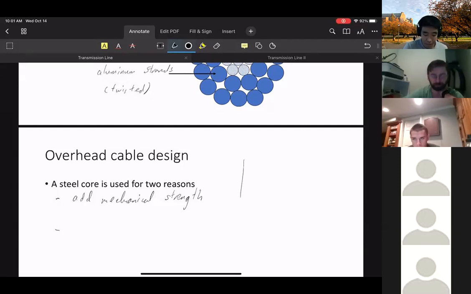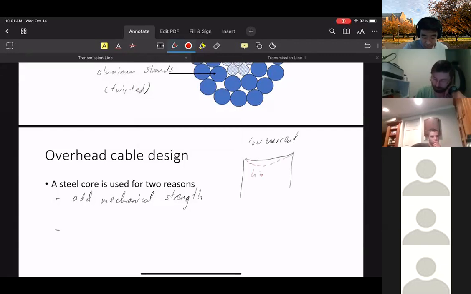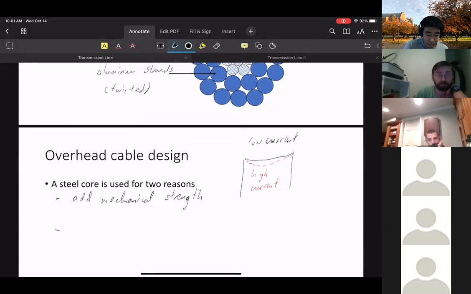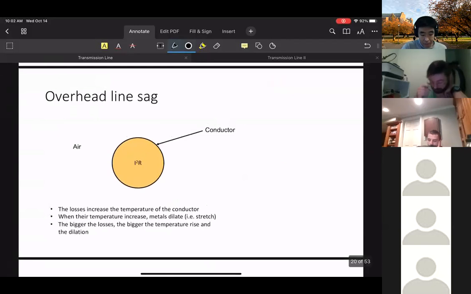So if you have low current, but you try to pass a lot of current, what happens? This is a high current. Because you have thermal expansion, the line goes somewhere. So when we have a steel core, this helps with the thermal expansion, and this helps with sag. That's another reason why you have a core material that need not carry current. As we said, it heats up, we have sagging, so the thing expands.